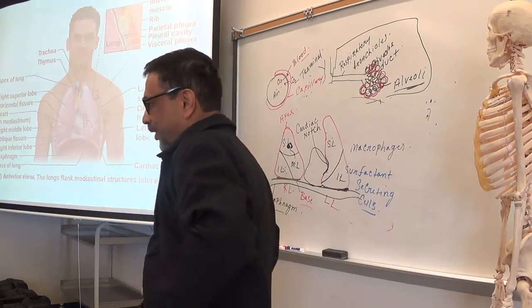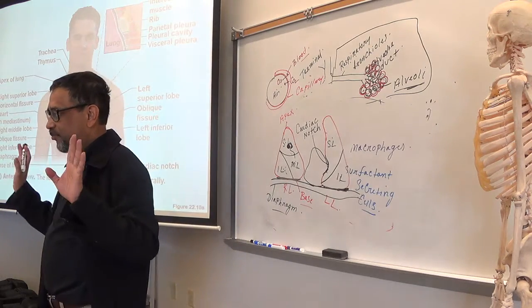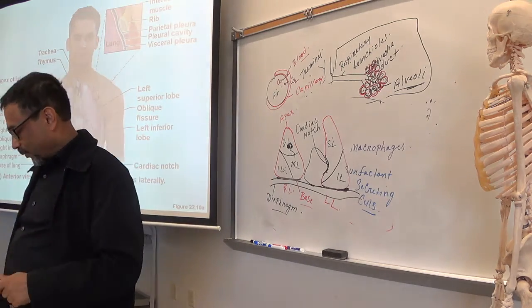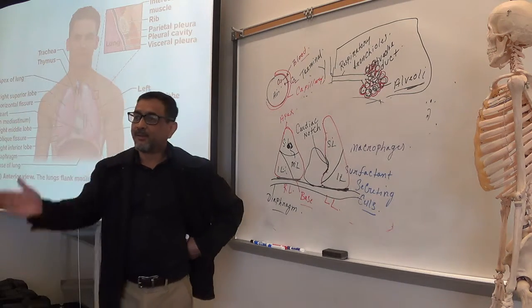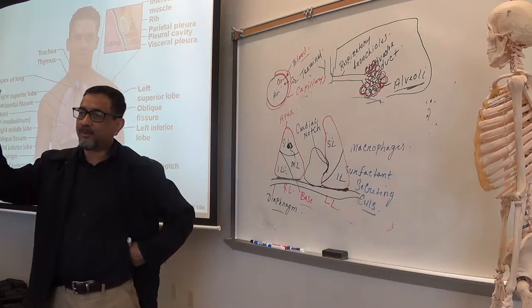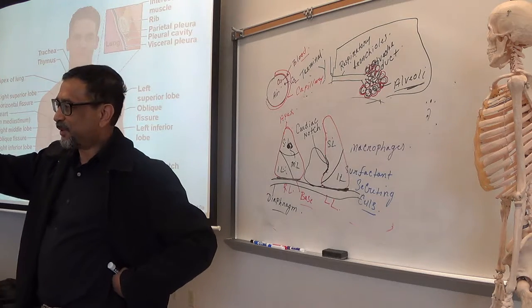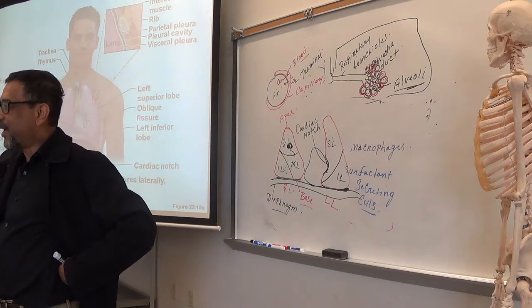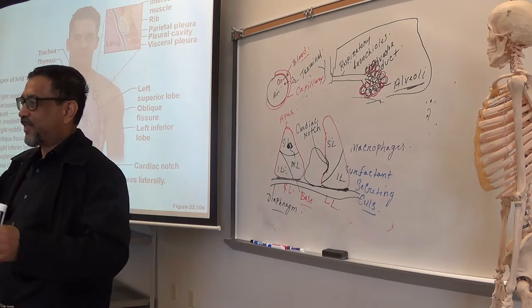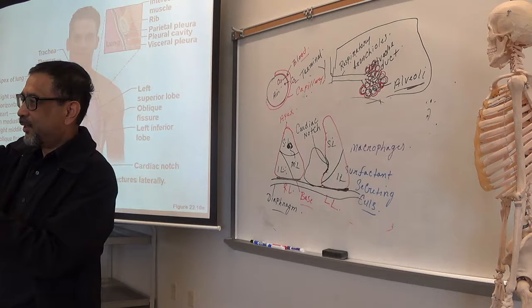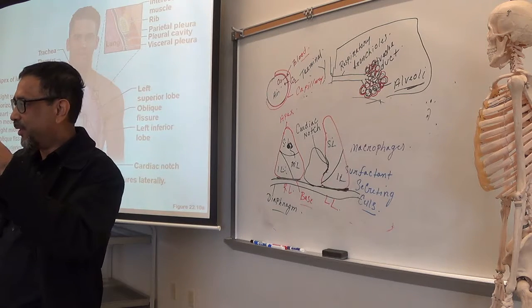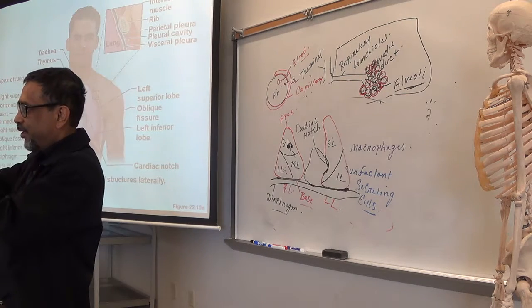Right lung doesn't have cardiac notch. Is it clear? Okay. So if I ask you, write down 4 important differences between right lung and left lung. First thing, the shape. The right lung is what? Short and broad. Left lung is long and narrow.